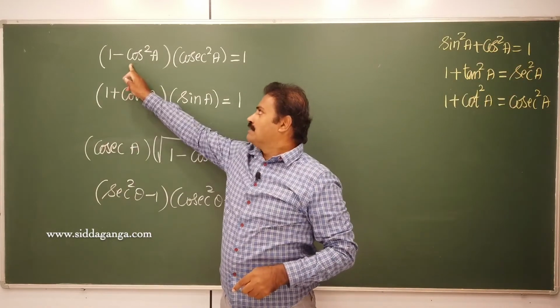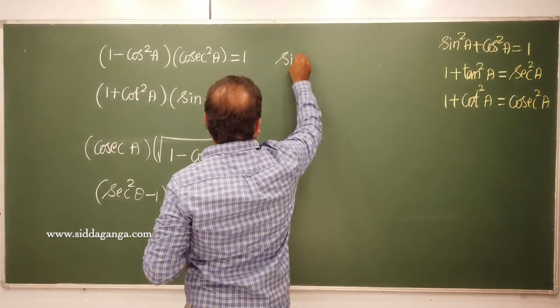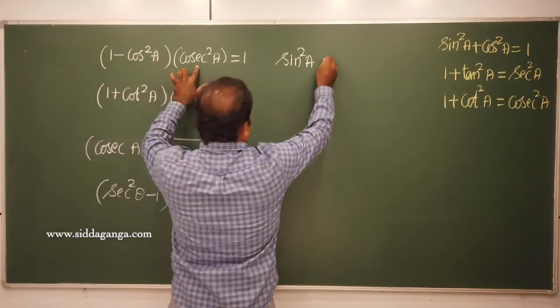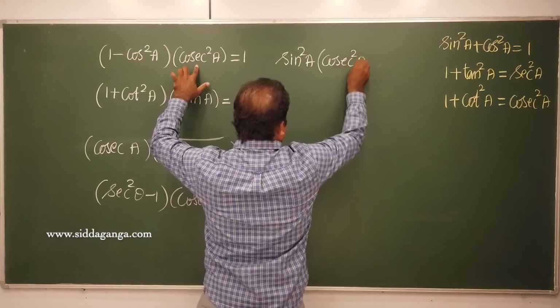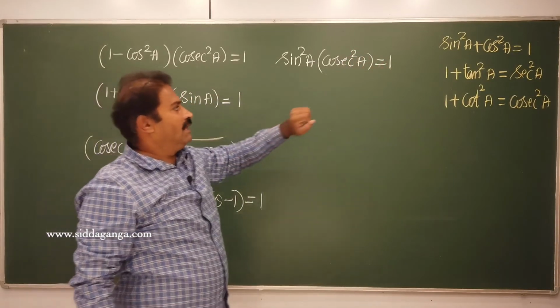Here you can substitute sin square A. If I substitute sin square A here, you have cosecant square A is equal to 1. So how you are going to prove this as 1?